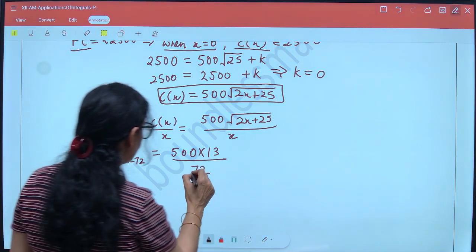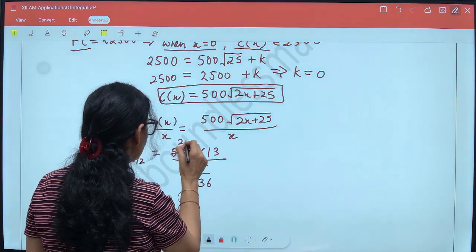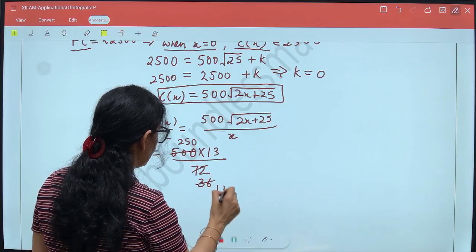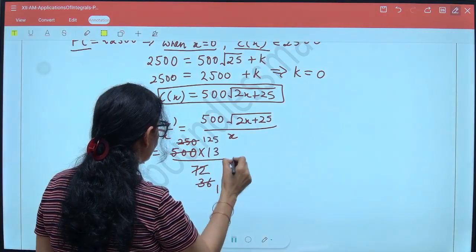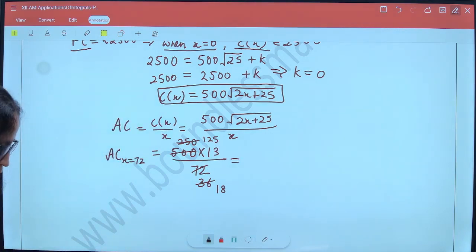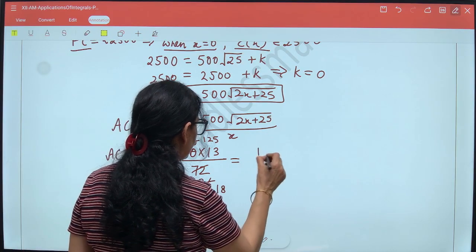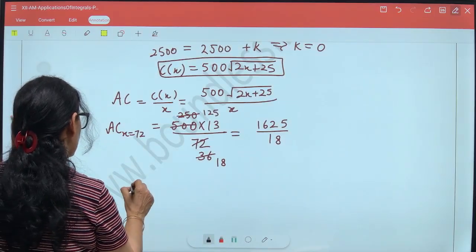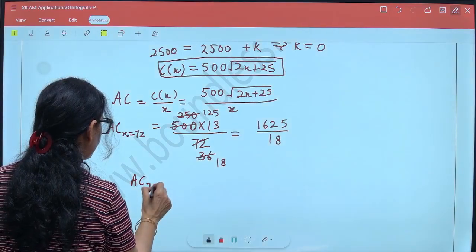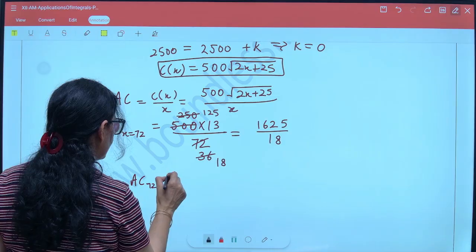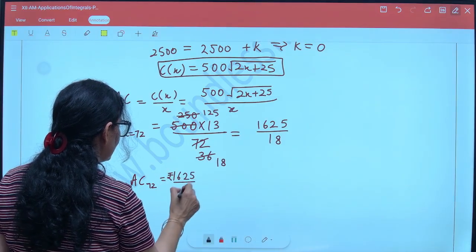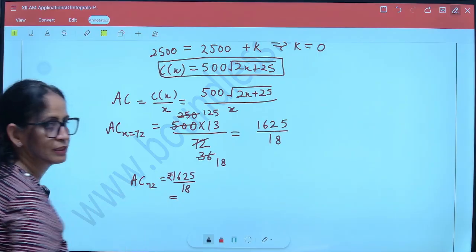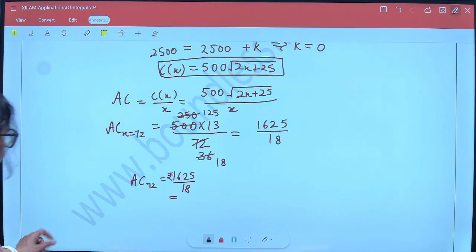Now let's cancel it. 36, 250, 18 and 125. So we cannot cancel it further. So what do we get? How much is 125 into 13? It is 1625. So it is 1625 upon 18. So this is the average cost when 72 units are produced: rupees 1625 upon 18. So please do not forget the unit again when you are writing the answer statement.